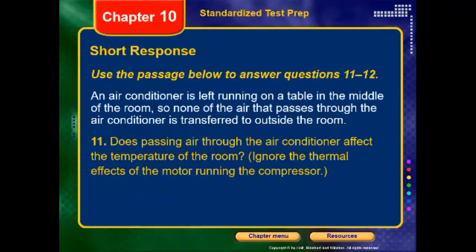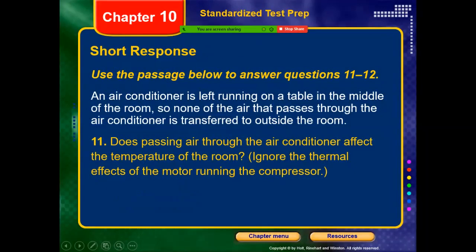Let's move to the next problems. An air condition is left running on a table in the middle of the room. So none of the air that passes through the air condition is transferred to the outside of the room. Number 11 says that 11 and 12 will be on the same passage. Does passing air through the air condition affect the temperature of the room? Ignore the thermal effect of the motor running the compressor.